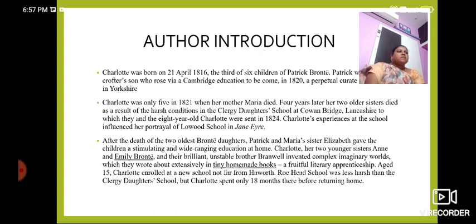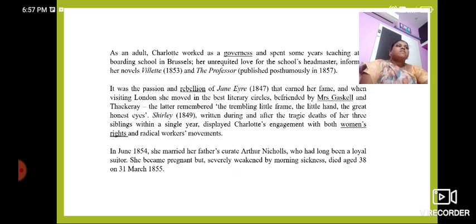A fruitful literary apprenticeship. Aged 15, Charlotte enrolled at a new school not far from Haworth. Roe Head School was less harsh than the clergy daughters' school, but Charlotte spent only 18 months there before returning home. As an adult, Charlotte worked as a governess and spent some years teaching at a boarding school in Brussels. Her unrequited love for the school's headmaster informed her novels Villette and The Professor.